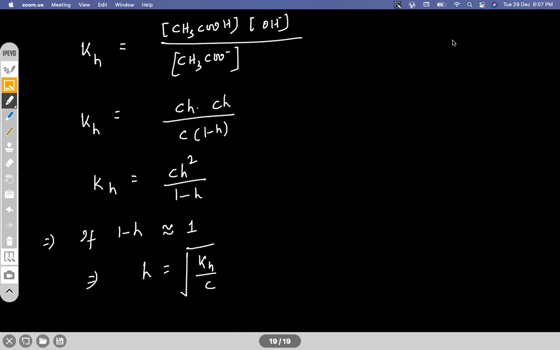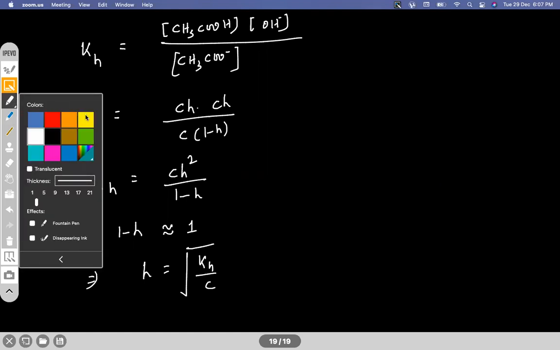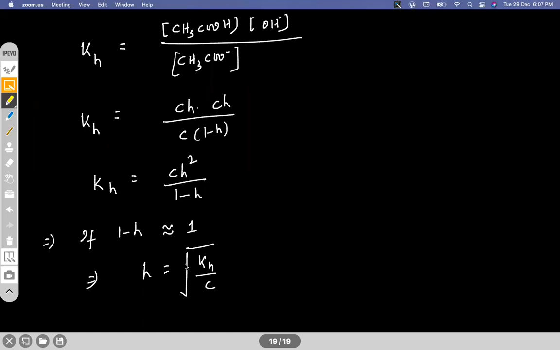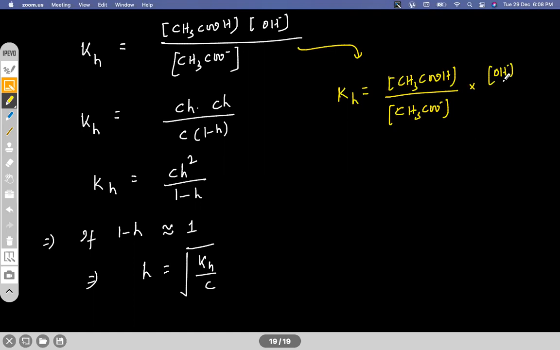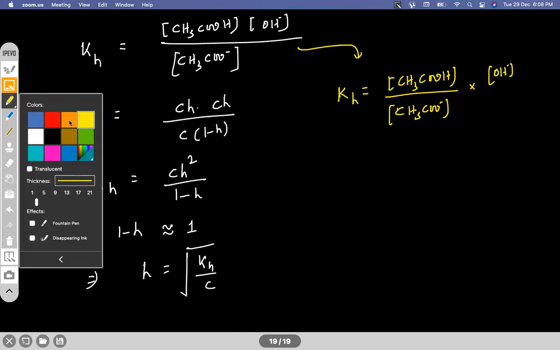This is one thing. There is a mathematical derivation we have here. It's not difficult to understand. Now, this relation, let it be at one place. Now consider this one here. We have Kh equals concentration of CH3COOH times OH minus, divided by CH3COO minus. What I am doing is multiplying numerator and denominator here with H plus. Just look at what is happening.